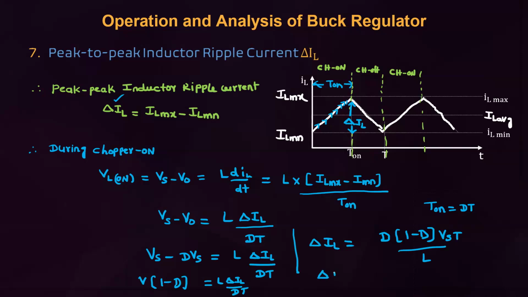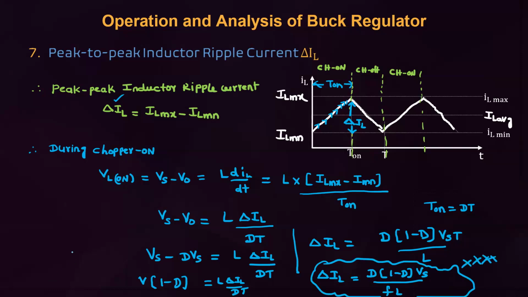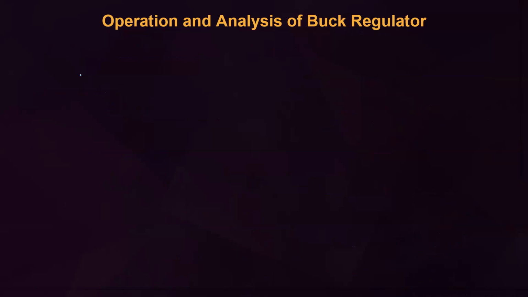Then delta IL equals d into (1 minus d) into Vs by L, writing T as 1 by f. Very, very important, a five-star formula. So many times in competitive exams the question is there. Therefore, in a buck regulator or step down chopper, this formula you have to remember.